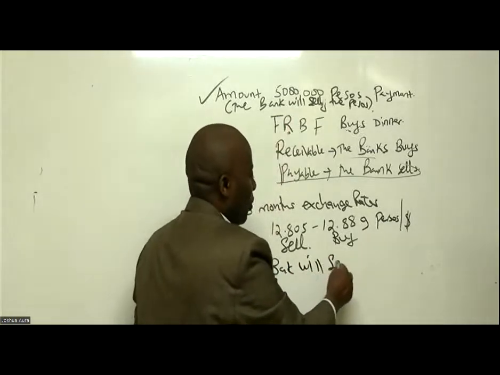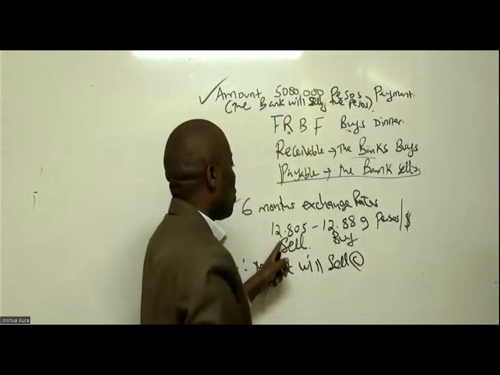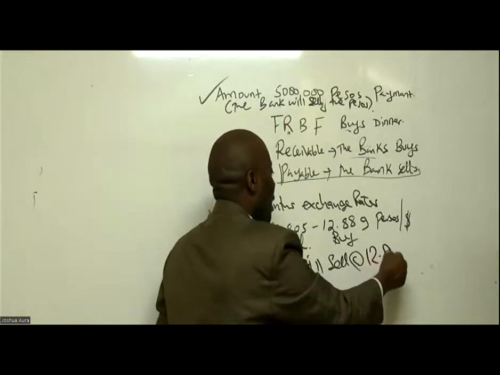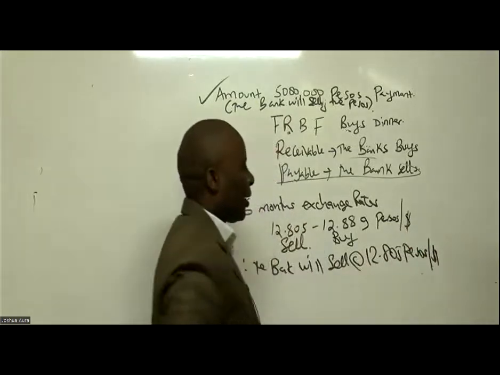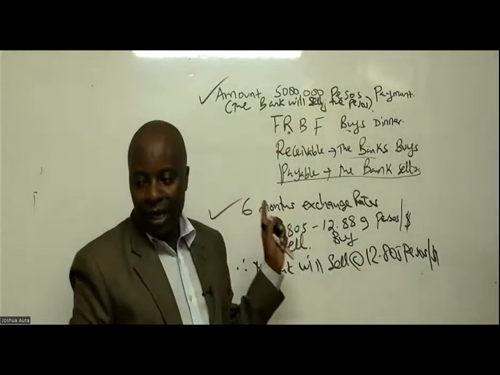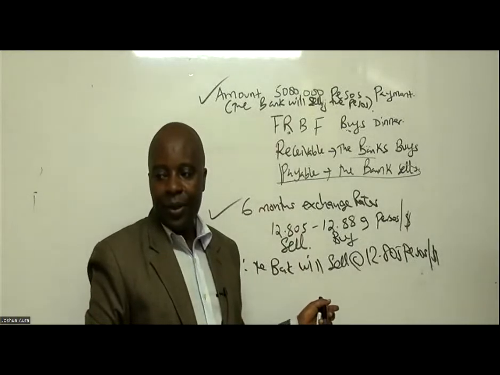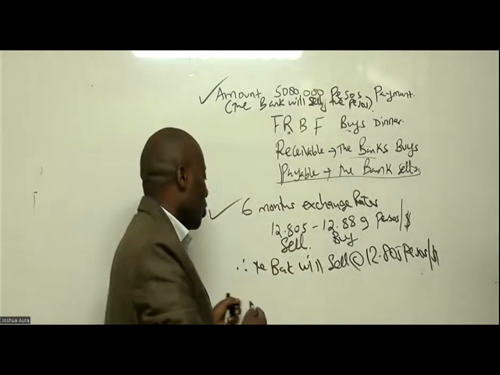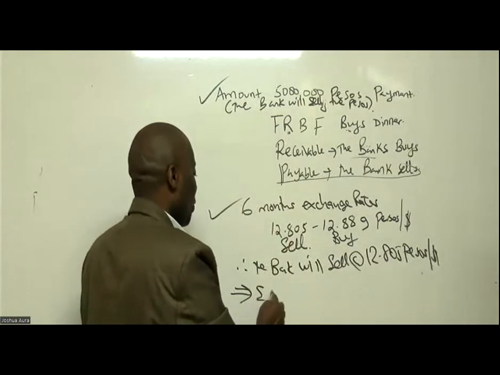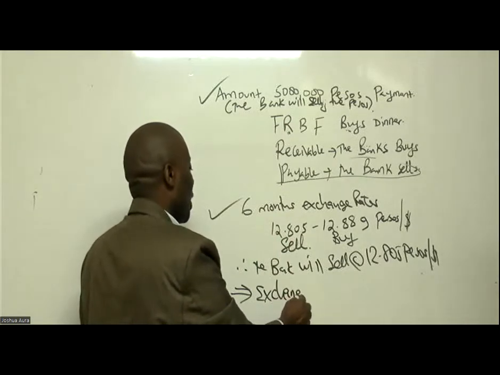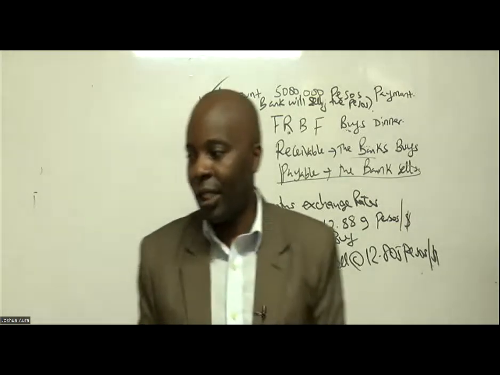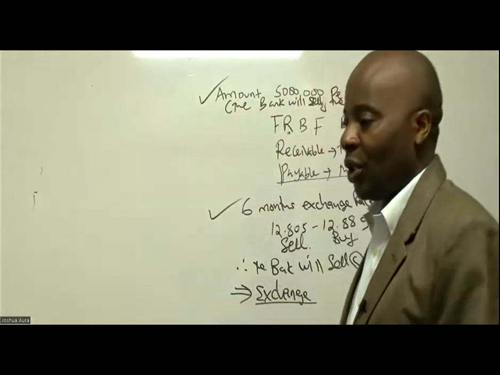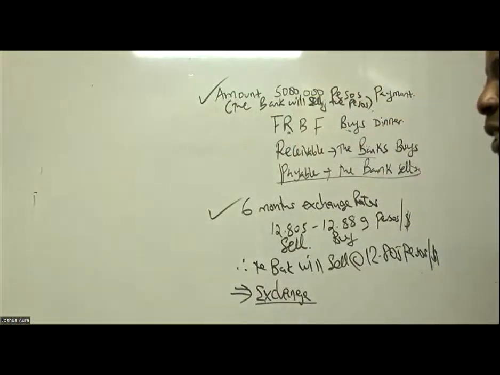We said up there, the bank will sell. So the bank is going to sell at what rate? At 12.805 pesos per dollar. Because you just told me that the bank is going to sell. So then if that is the case, could you kindly go ahead and do the last thing, which is exchange, and then you give me an answer.